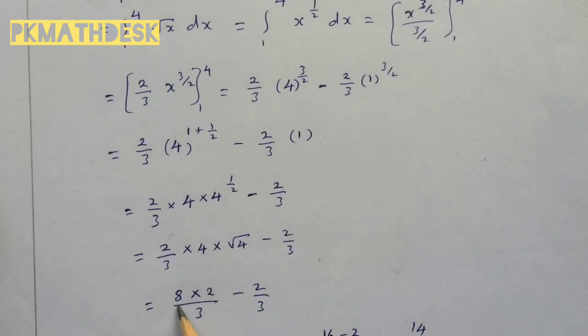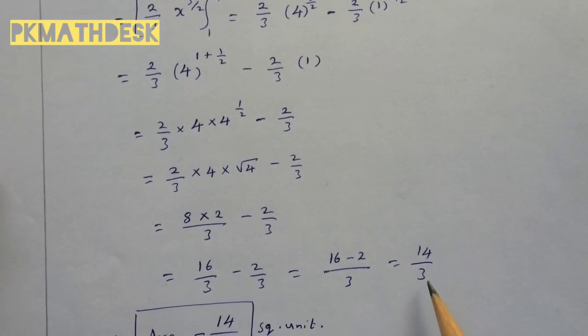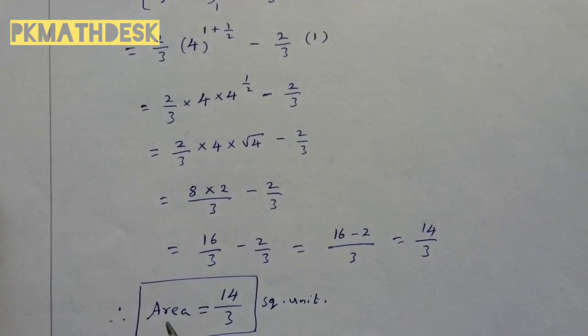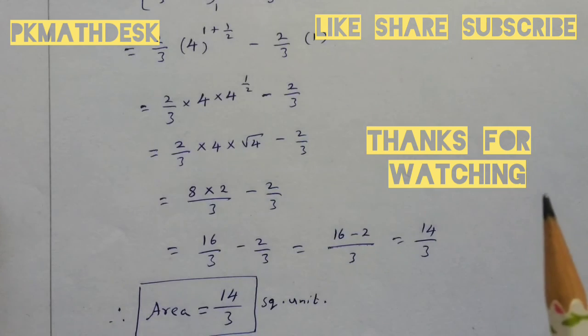2 4s are 8, 8 into 2 divided by 3 minus 2 by 3 equal to 16 by 3 minus 2 by 3, equal to 16 minus 2 divided by 3, that is equal to 14 by 3. Therefore, area equal to 14 by 3 square units. The shaded region area is 14 by 3 square units. Thank you.